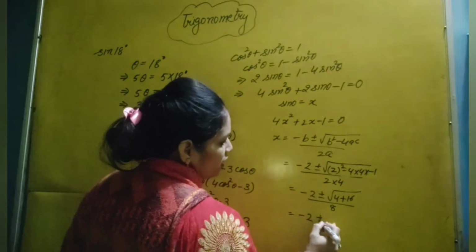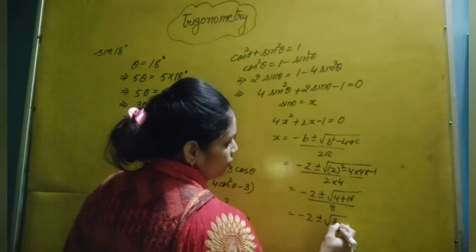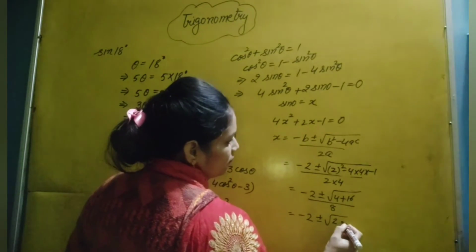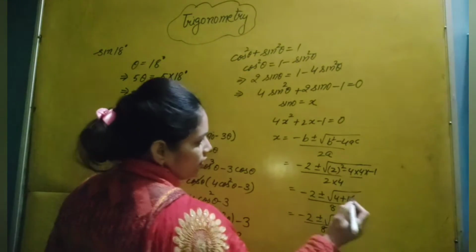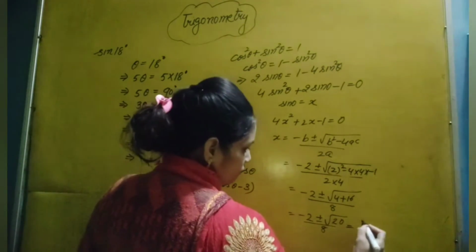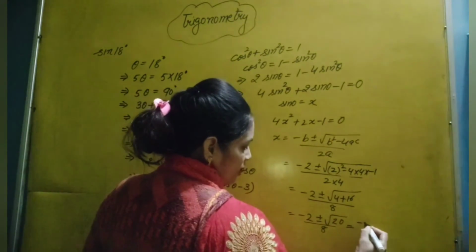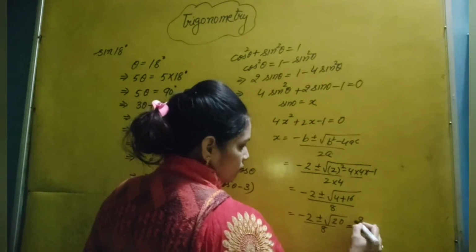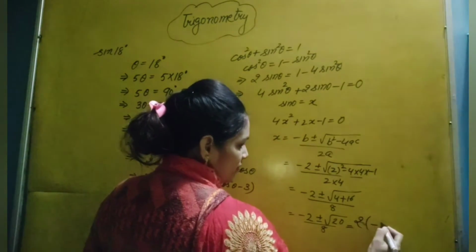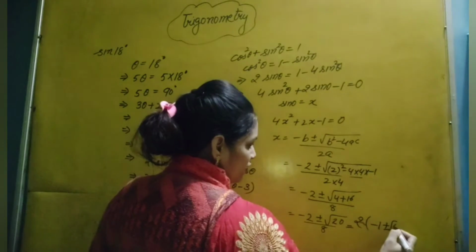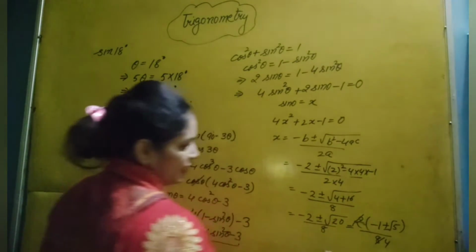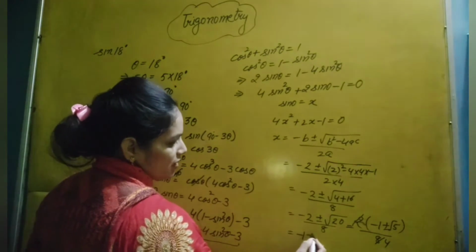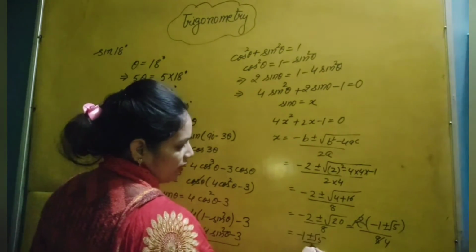It becomes minus 2 plus minus under the root 20 divided by 8. It becomes minus 2, I am taking 2 as common. So it becomes minus 1 plus minus under the root 5 divided by 8. 2 fours are 8. The value becomes minus 1 plus minus under the root 5 divided by 4.